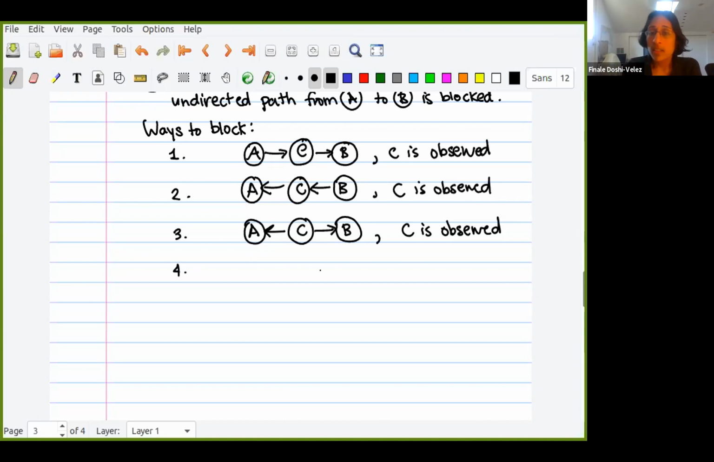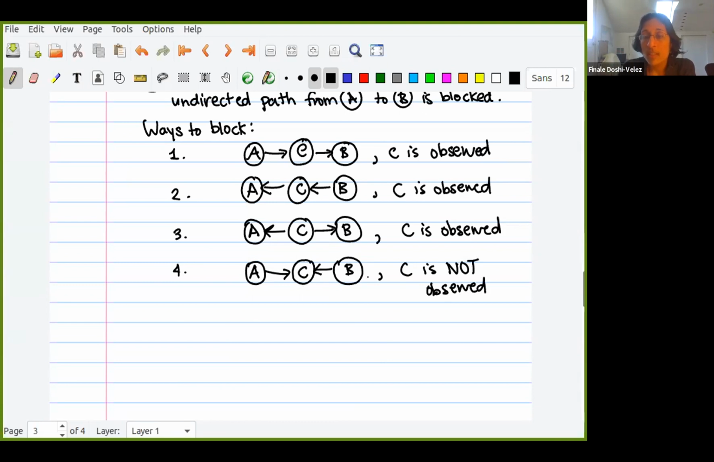And then the final case is the case that we said was a little weird. So here, if we have A and B both going into C, then A and B are independent. Remember, we're describing situations where A and B are independent. So A and B are independent if C is not observed. So in this case, not observing C blocks the path. And by blocking the path, it maintains independence. So there's kind of double negatives going on here.